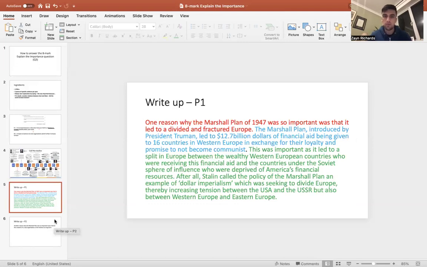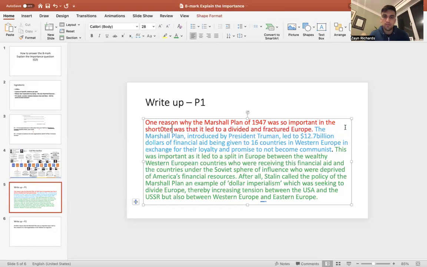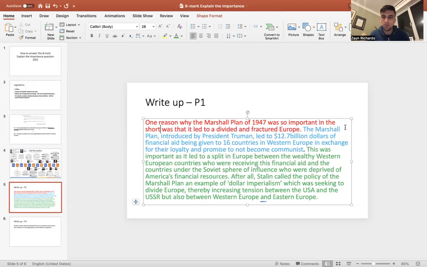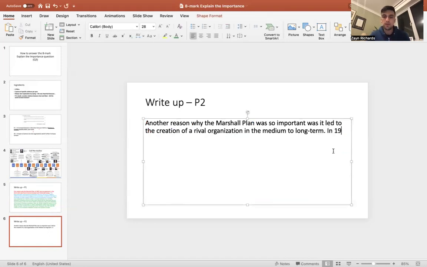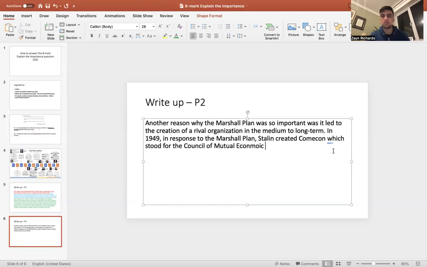One reason why the Marshall Plan was important in the short term was it led to divide and fracture Europe. So I might put that in actually. In the short term, that's a helpful tip as well. If you're struggling, just think short term, long term. That led to regional violence, medium to long term. In 1949, in response to the Marshall Plan, Stalin created Comecon, which stood for Council of Mutual Economic Assistance.